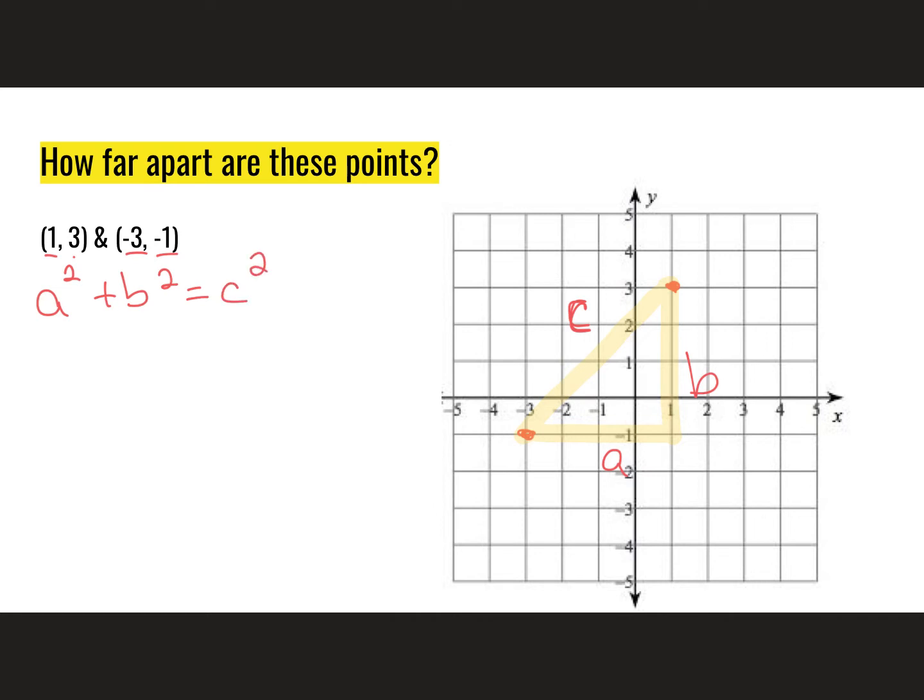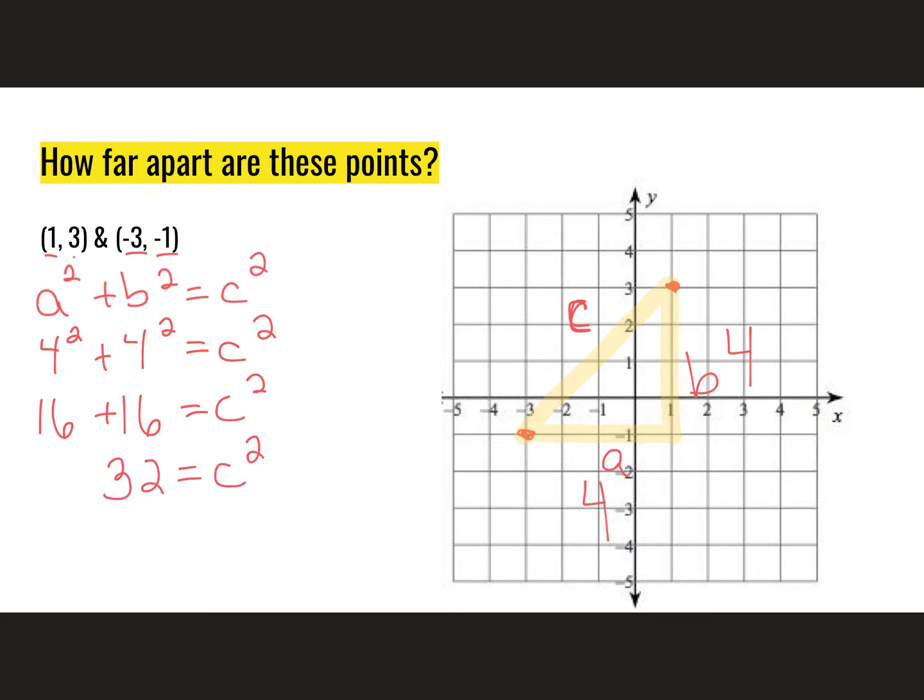When I count how long side A is, I get 1, 2, 3, 4. So side A is 4 units. Side B is 1, 2, 3, 4. So side B is also 4 units. So I have 4 squared plus 4 squared equals C squared. So I have 16 plus 16 equals C squared. So 32 equals C squared.